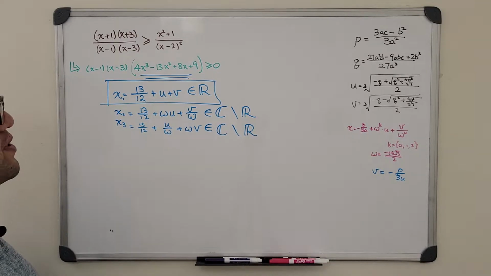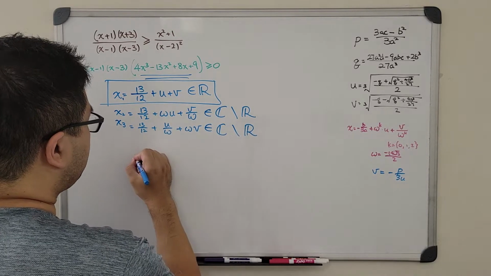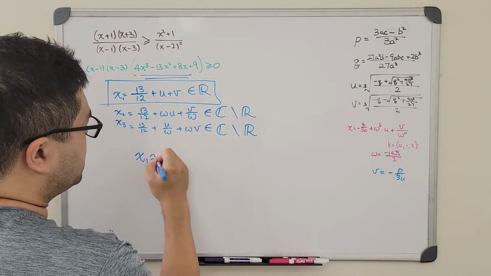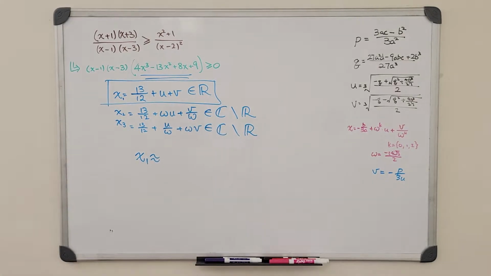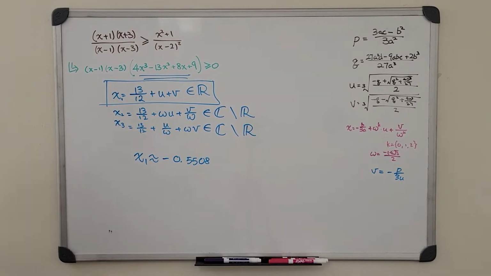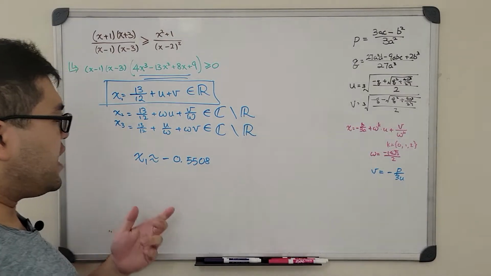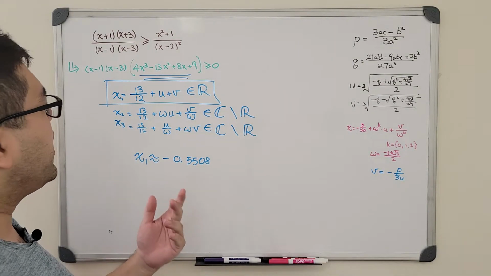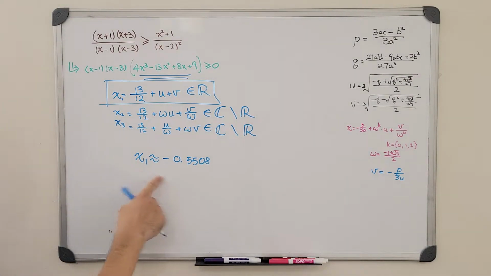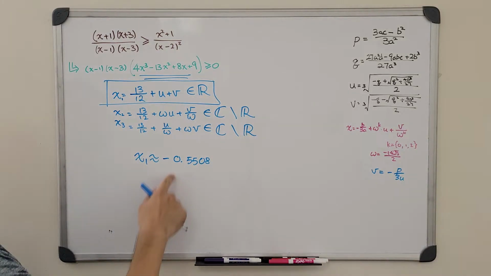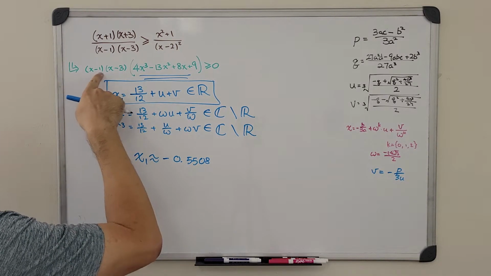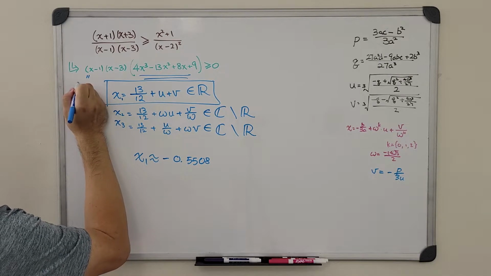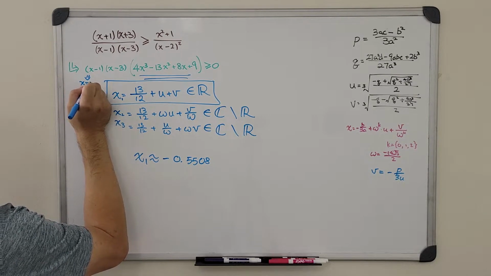So last thing, what is the approximate value of this real solution? Well, this is approximately equal to negative 0.5508. So we actually get a negative solution for this expression, where the other two are again positive 1 and positive 3.